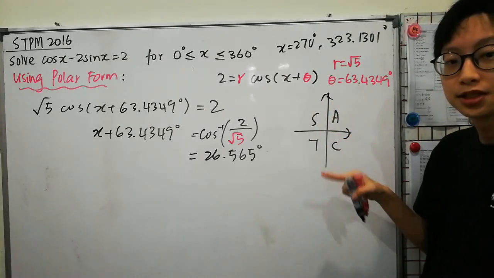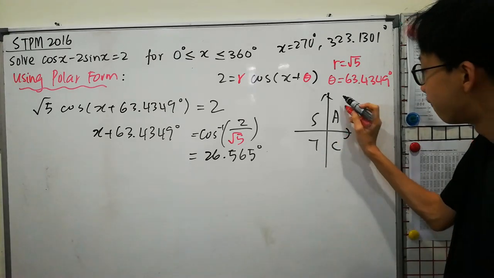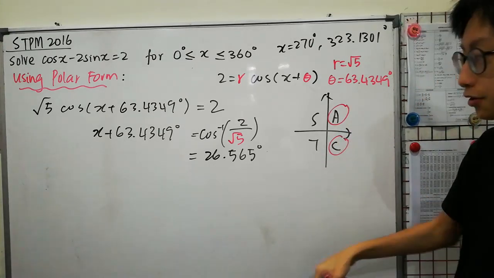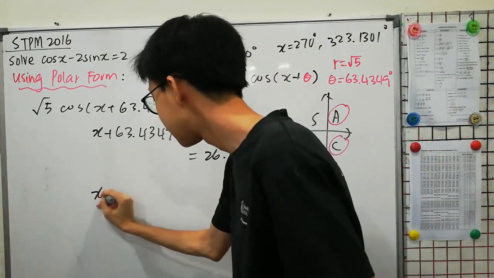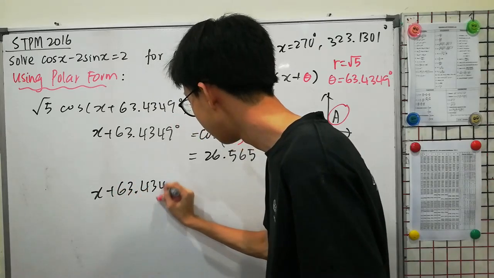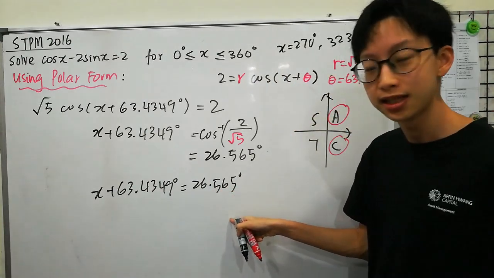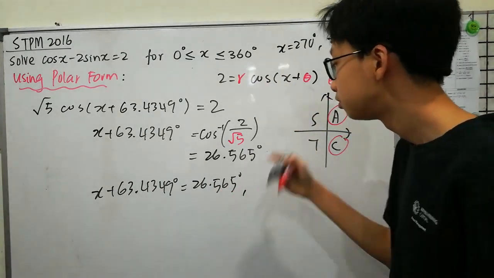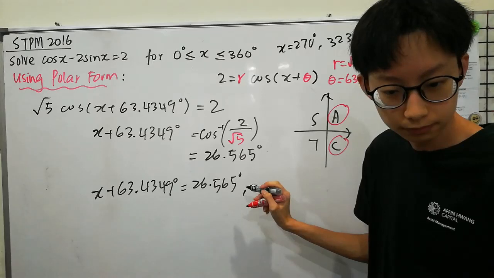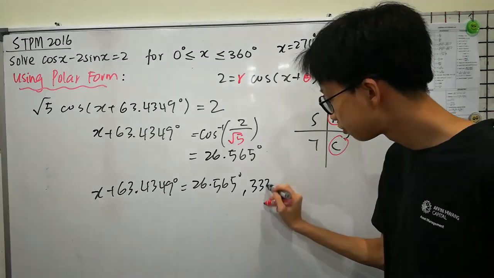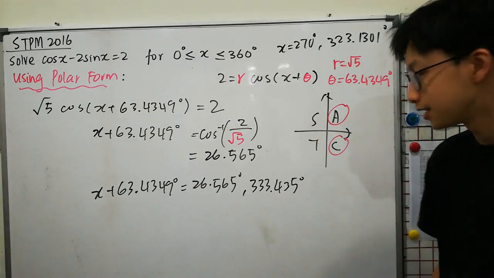We still need to be careful, but this time we are very sure that we will only consider the answer from first quadrant and fourth quadrant because we only have one trigonometric function. So x plus 63.4349 degrees will be 26.565 degrees. We will reject this answer because it's not in the range. Then 360 minus 26.565, which is 333.435 degrees. Now we have one more answer.